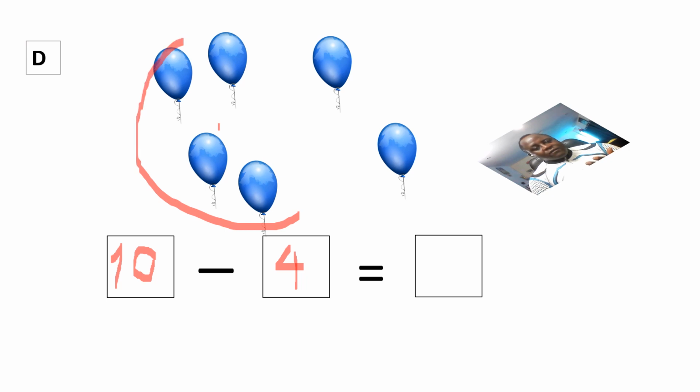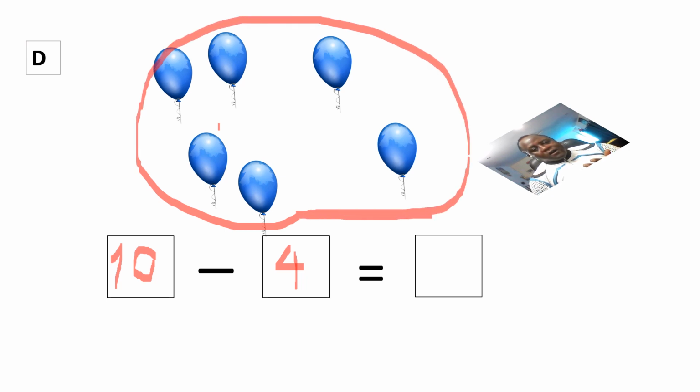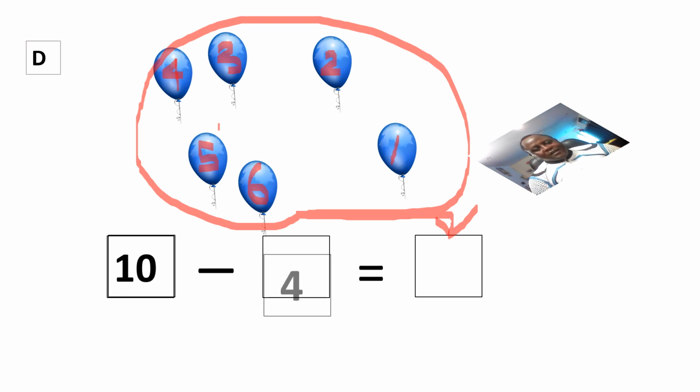And what is left? We count and we write here. 1, 2, 3, 4, 5, and 6. So 10 minus 4 equals 6. I hope you get the point. Right? 10 minus 4 equals 6.